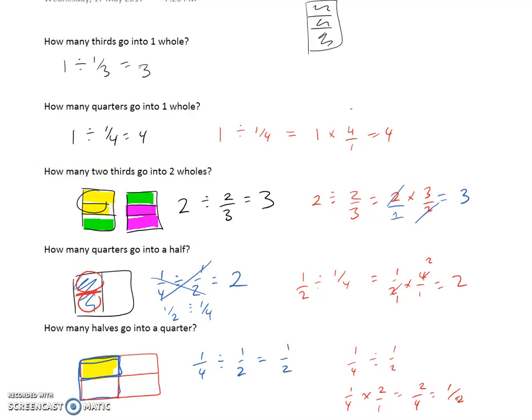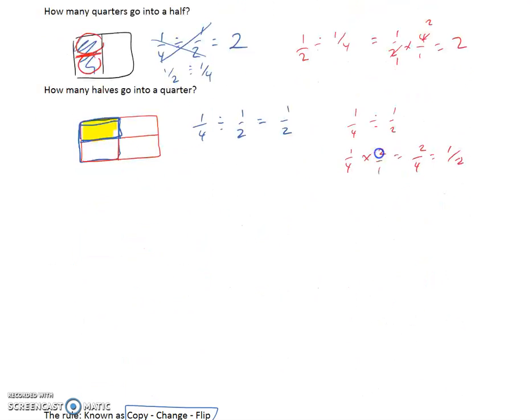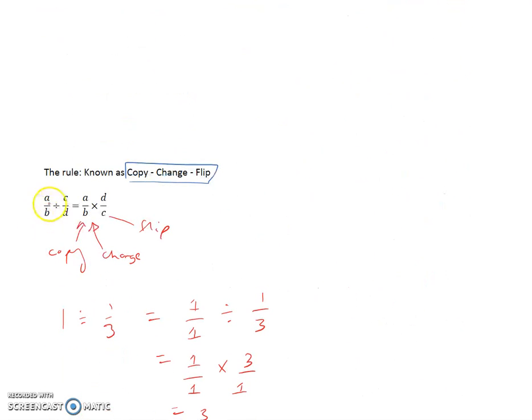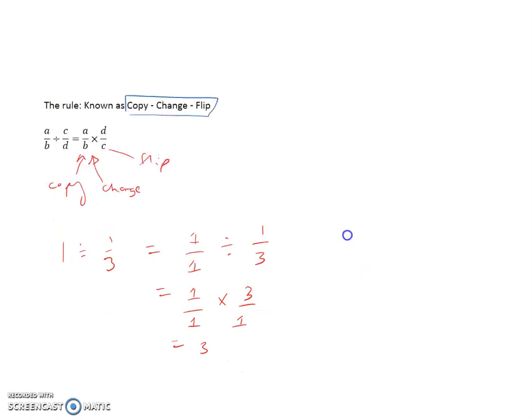Alright, so dividing fractions, what you have to do is copy the first fraction, change the sign of division to be multiplication, and flip the second fraction, and then do your multiplication as per normal, and that's it.